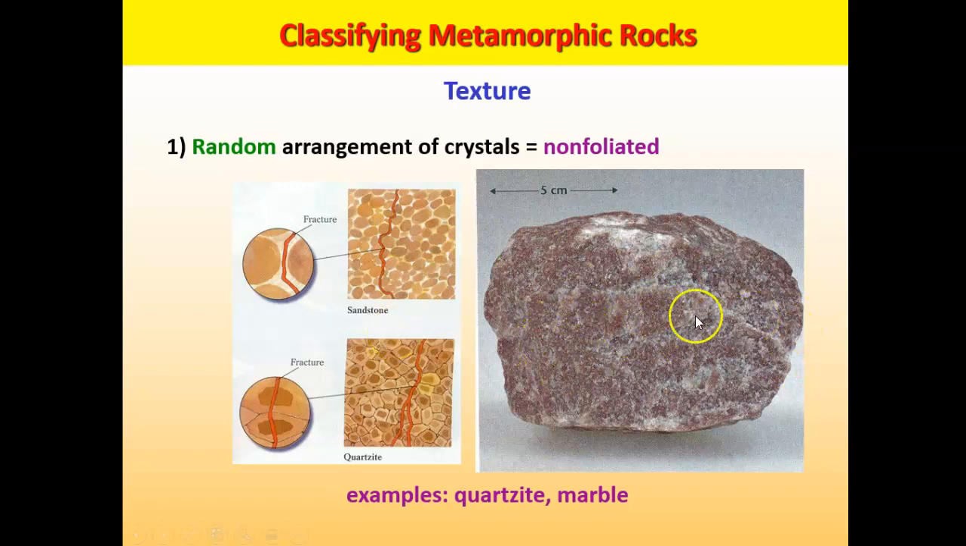How would we tell the difference between a quartzite and a marble? Well, a marble used to be a limestone, so we know it's made of calcium carbonate. We would use its composition, and we have a test for that, remember.